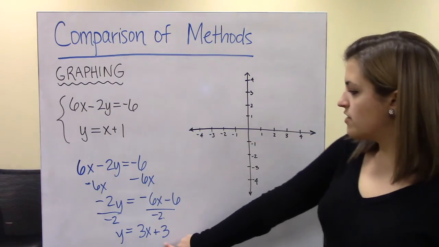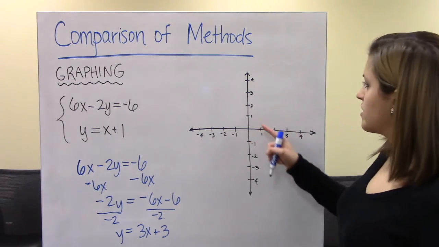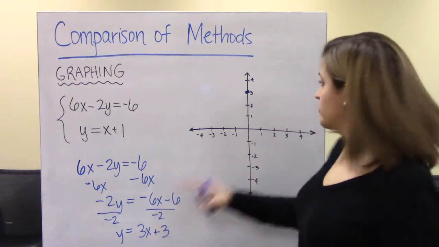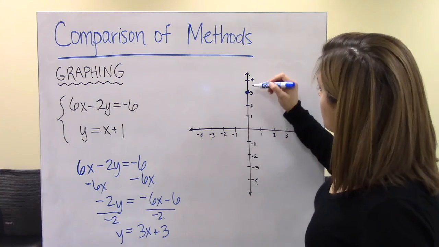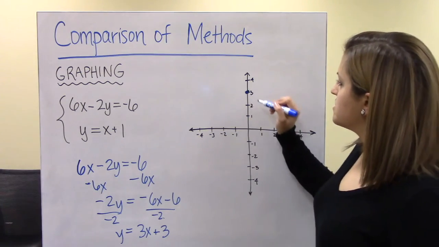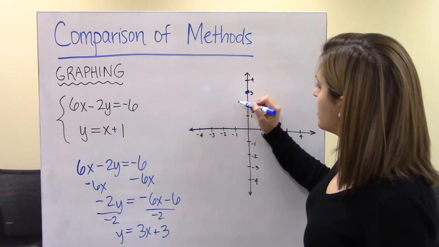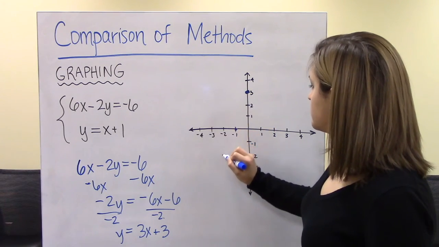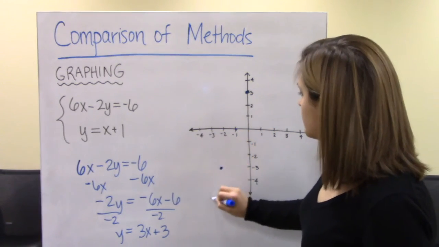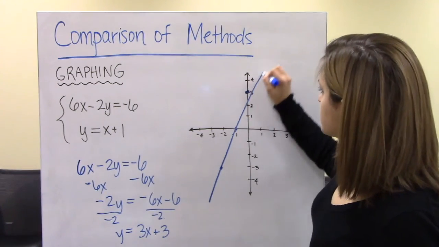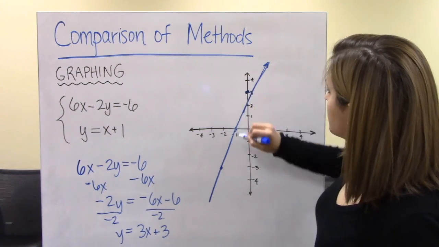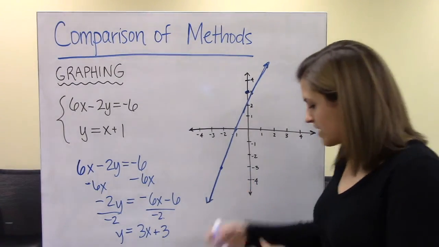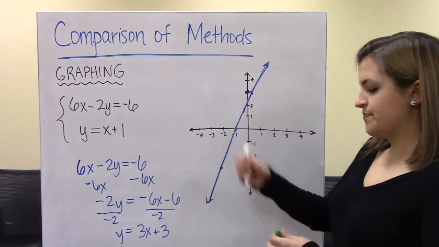We find the y-intercept, which is 3 on our graph, so right here. And we know our slope is also 3, so we can go, and we might want to go backwards here and down. So we'll go back 1 and down 1, 2, 3, over 1, 1, 2, 3, and now I can make my first line. Go through that point.